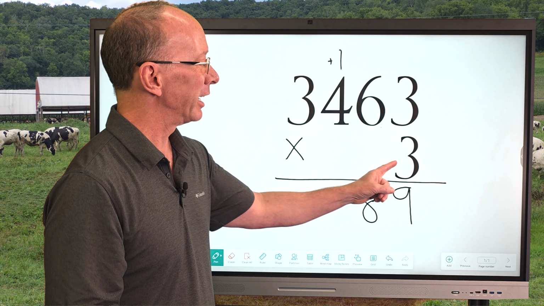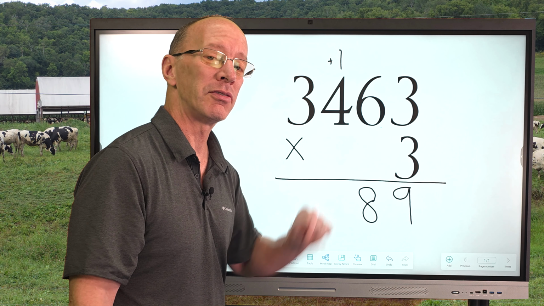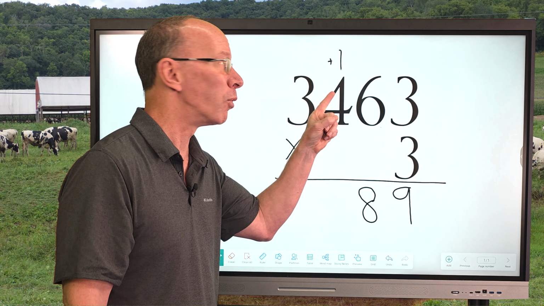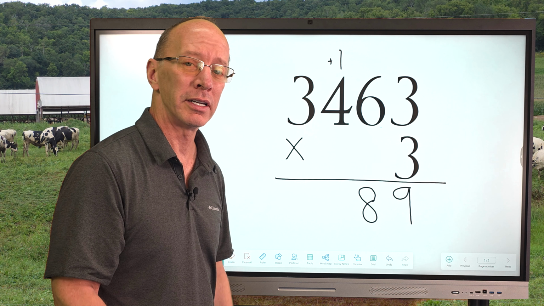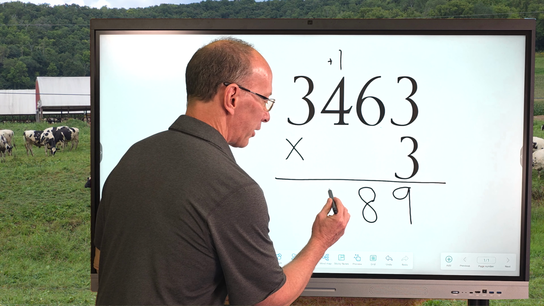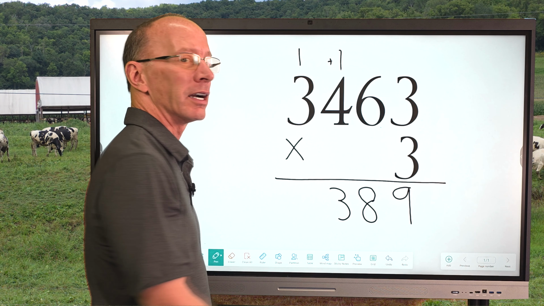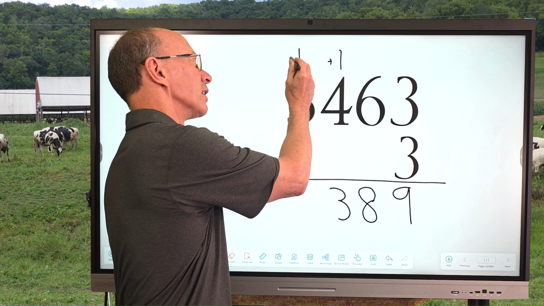So now I'm going to go ahead and multiply 3 times 4. 3 times 4, 12. Now I'm going to add that 1 right here. So 12 plus 1, 13. So I put the 3 right here, and then I'll put that 1 right over there. Yeah, we're going to add that 1 in a little bit.